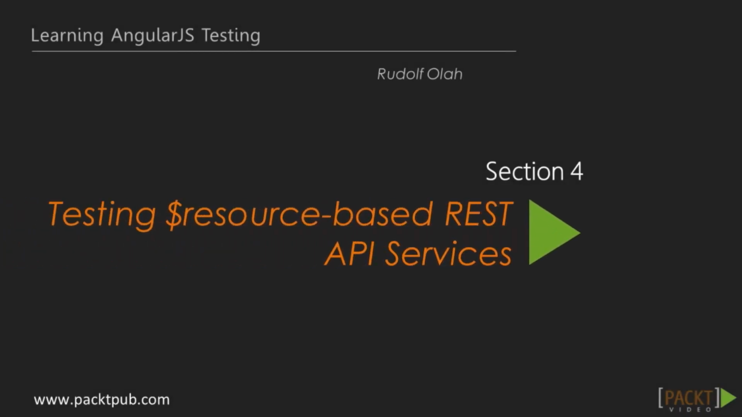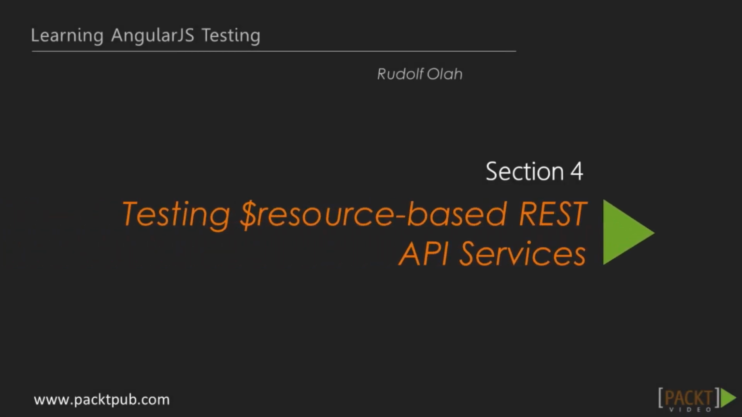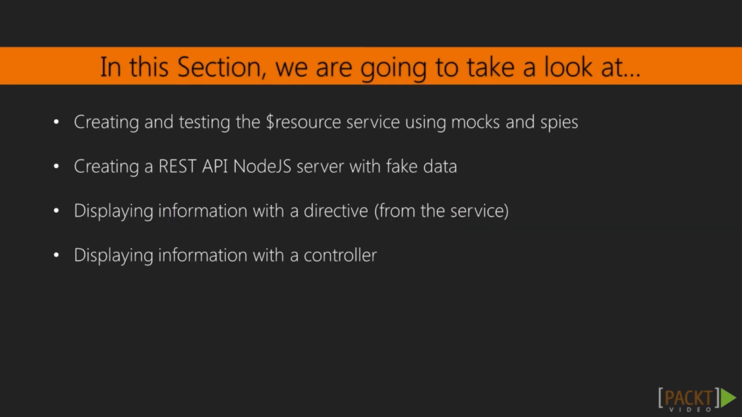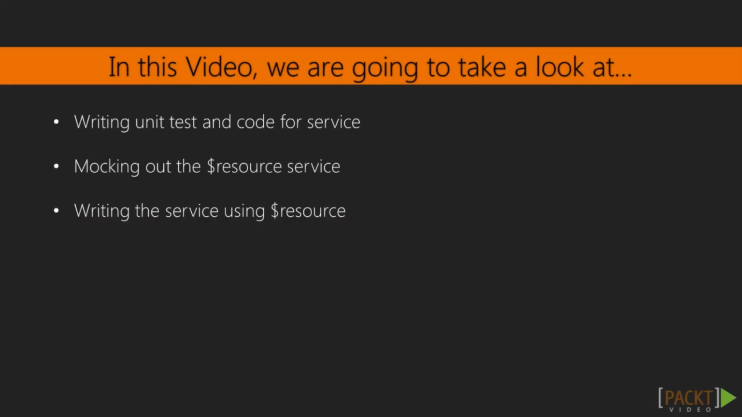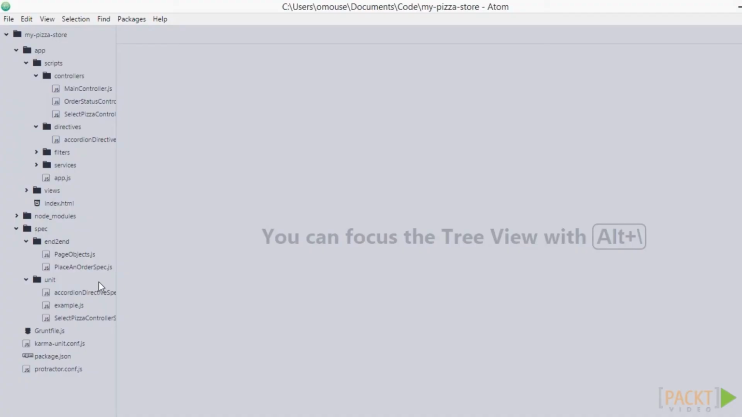In this section, we are going to be creating a service that uses the Angular resource module. This allows us to easily use REST API web services with our controllers and directives. In this video, we are creating and testing the resource service using mocks and spies. A web app needs to interface with our server backend, which is a REST API, or needs to use some other REST API. To do this, we can use the resource service, which is included with AngularJS when you install it. Since we are practicing test-driven development, we start by writing a unit test for the service.